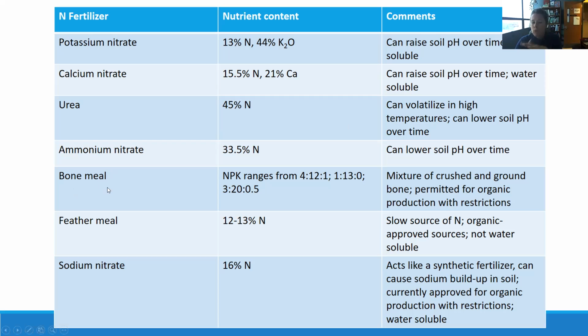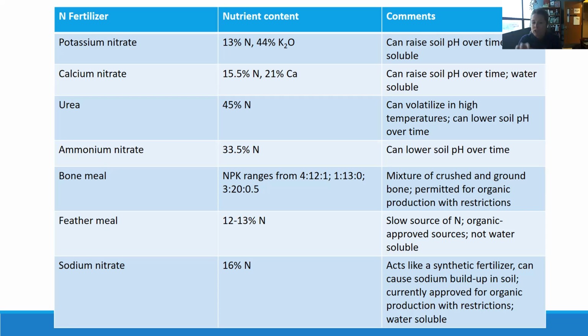Bone meal is going to have some ranges depending on the product. Usually it's somewhere in the low nitrogen, high phosphorus. Most of our Kentucky growers do not have a phosphorus deficiency issue, and so this may not be the product for us here in Kentucky, because it's once in a blue moon when I see a phosphorus deficiency in a Kentucky soil.